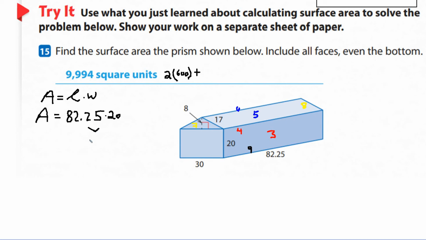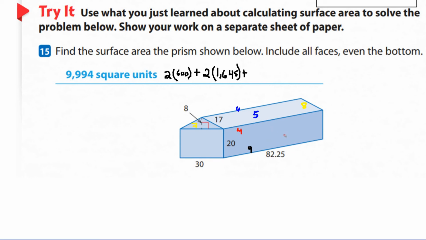And our answer here will be 1,645. So it's 1,645 square units. They don't give us the units, so we don't know if it's inches, feet, etc. And there's 2 of them, 3 and 4. So I'm going to take 2 and multiply by 1,645. Plus, let's look at 5 and 6.